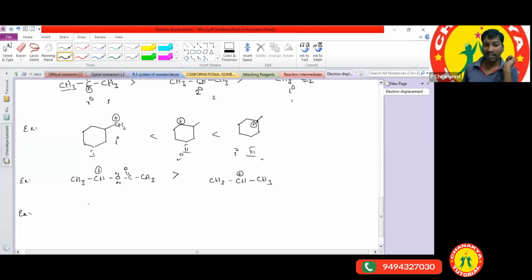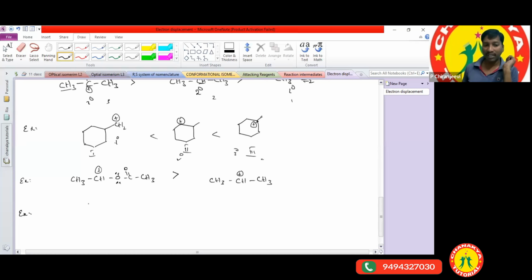But if you observe, in this one the carbocation is attached with the methyl group. Here also it is attached with the CH2. But along with the CH2, it is attached with the NO2 group. First of all, my question is: is NO2 a plus I group or a minus I group?